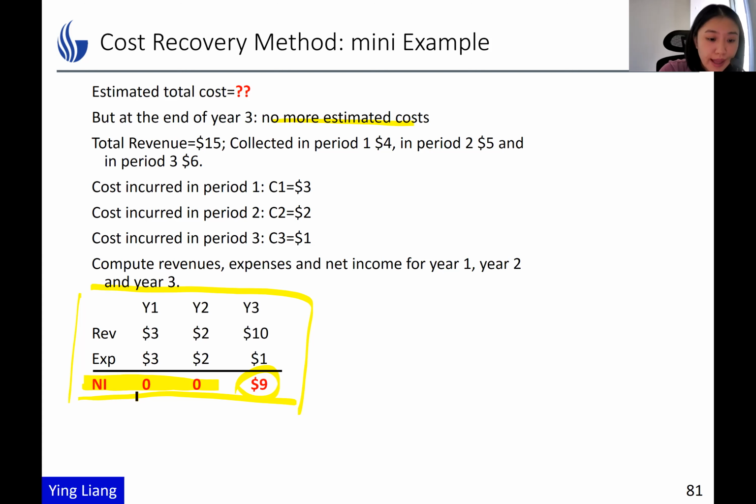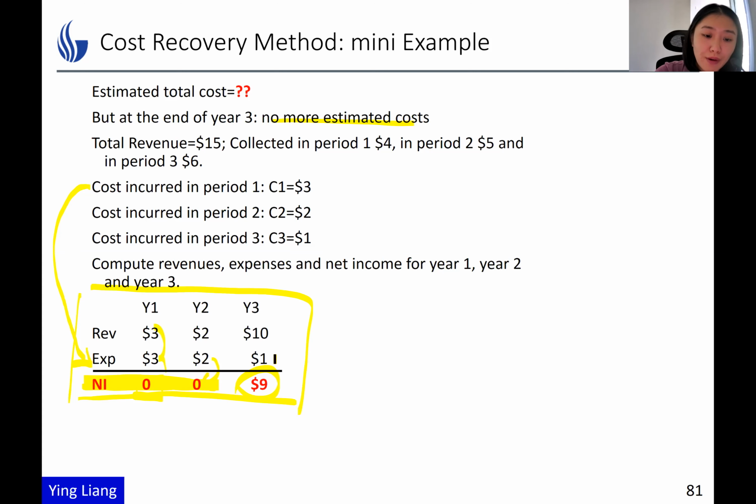In order to make the net income 0, we know that we actually incur some cost, which is $3. So we back our revenue up. Something minus 3 equals 0. What is the thing? Which is 3. 3 minus 3 equals 0. Same for year 2. We have to let the net income be 0, and we have a 2 now. So we need another 2. 2 minus 2 equals 0.